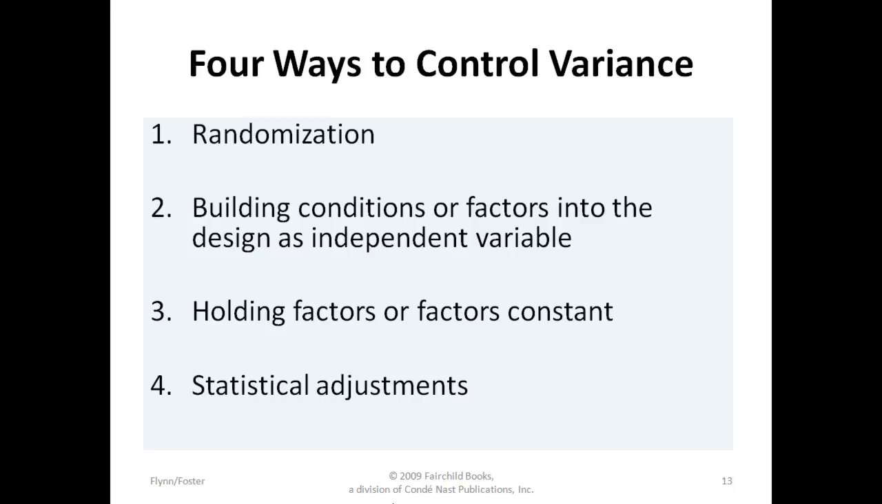So the first 3, randomization, building conditions, and holding factors constant, are related to your research design directly. And a researcher should use at least one of these methods to ensure internal validity. And then the 4th factor is related to manipulation of your data, which we will not be doing. So really for us, the main thing we'll just do is randomization within our study.